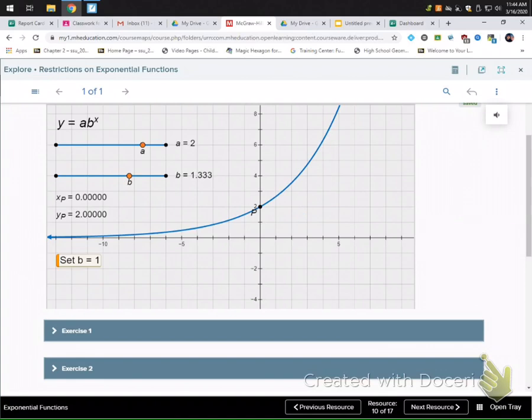So that is important to take note of. When the value of b is greater than 1, it shows growth. When the value of b is between 0 and 1, it shows decay.